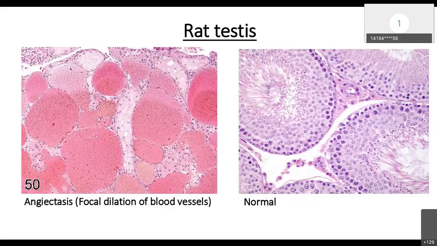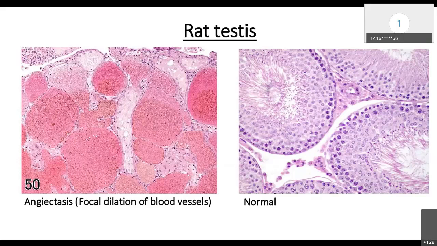So this is the normal testis from rat. Right-hand side is a normal image. Left-hand side is an angiectasis. That's also testis from rat. So angiectasis is a focal dilation of blood vessels. So what has happened here is the seminiferous tubule is completely occupied by the blood components.